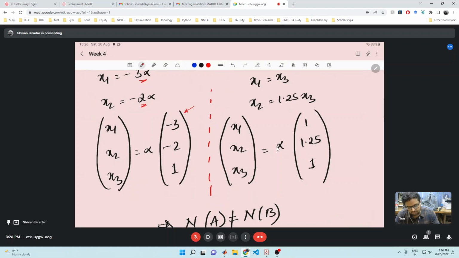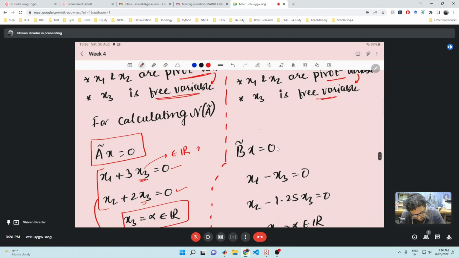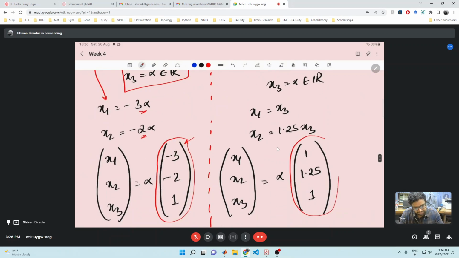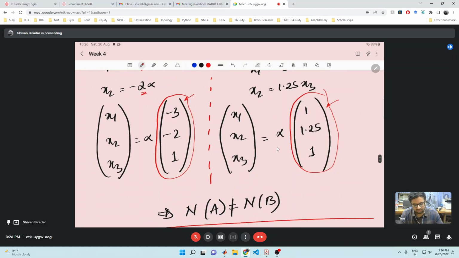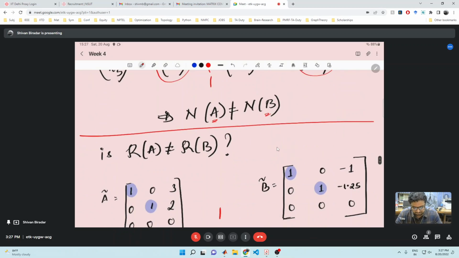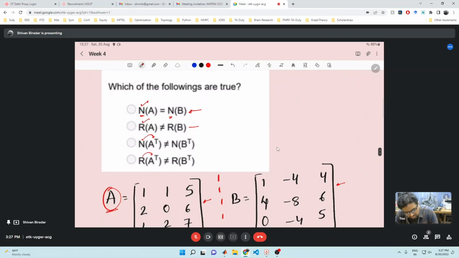So this vector spans the null space of A. Again, in this part, we have to calculate the null space of B tilde. We follow the same procedure and we get this vector. So obviously, these two vectors will not be the same. So the null space of A is not equal to the null space of B. Our second part is to see whether the range space of A is not equal to the range space of B.